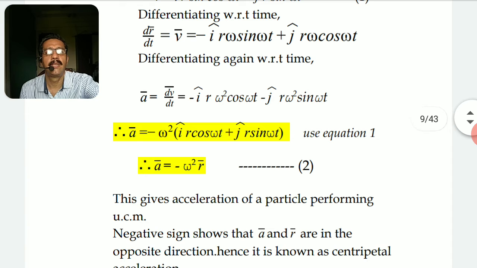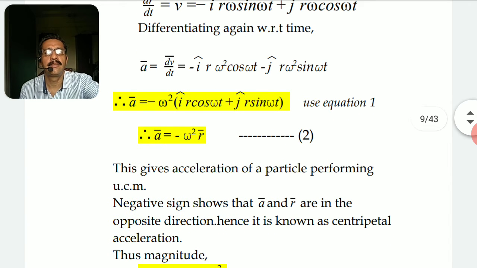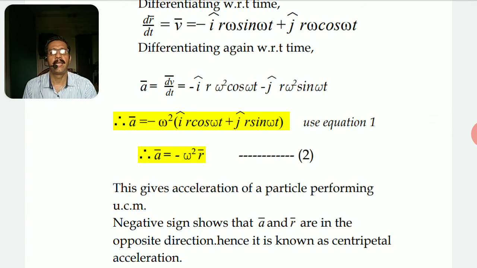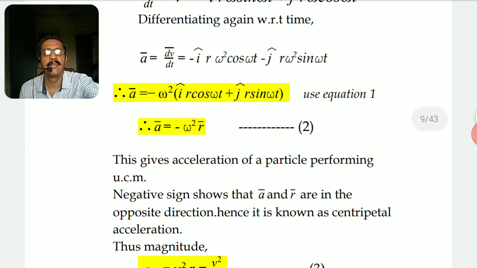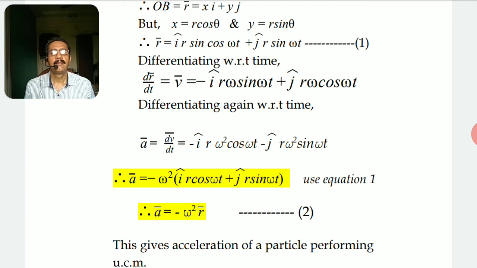Once again you differentiate this and you will find the equation that has been highlighted with yellow marker: vector a is equal to minus omega squared into bracket ir cos omega t plus jr sine of omega t. That term inside the bracket, if I see equation number 1, is the same as vector r, and then I find that vector a is equal to minus omega squared into vector r. That's equation number 2.